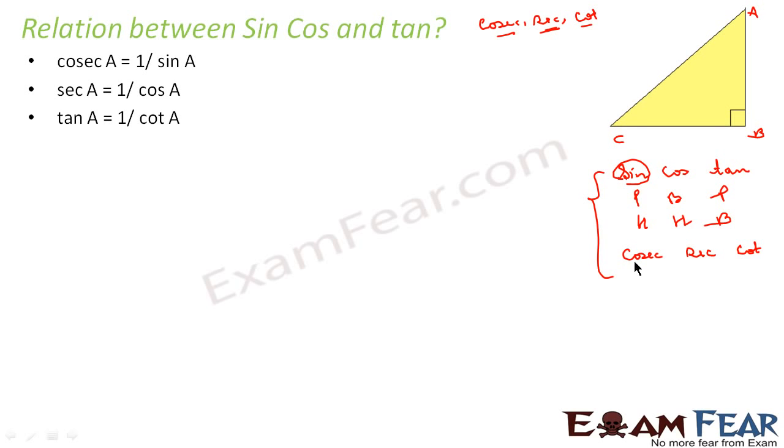So from this you can say that sine is equal to p by h, cos is equal to b by h, and tan is equal to p by b. We know that sine is 1 by cosec, cos is 1 by sec, and tan is 1 by cot, or cosec is 1 by sine, sec is 1 by cos, and cot is 1 by tan. So this will be opposite. If you want to find cosec, instead of p by h, it will be h by p. If cos is b by h, sec will be h by b. If tan is p by b, cot will be b by p. P by h becomes h by p, b by h becomes h by b, and p by b becomes b by p.